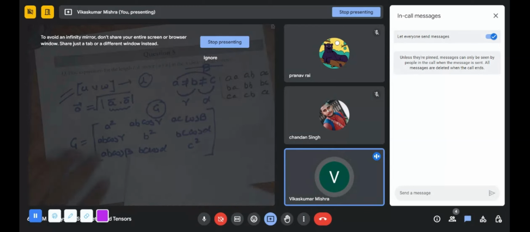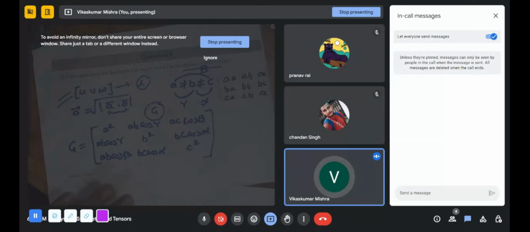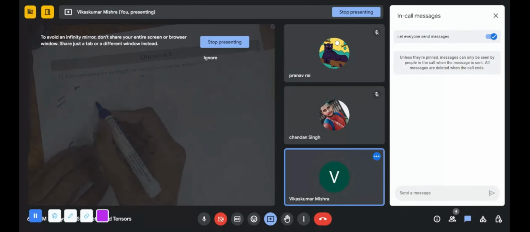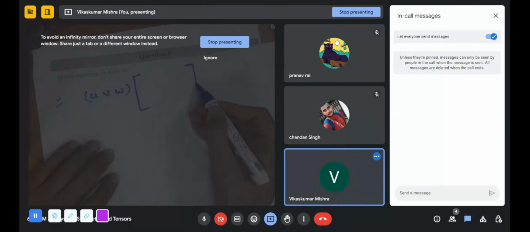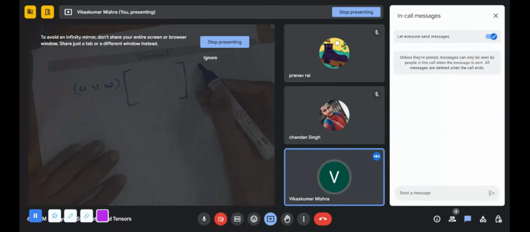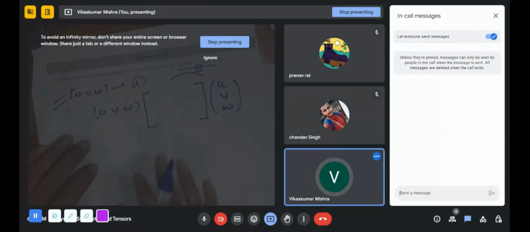So we need to find the magnitude. We need to find the dot product between A and A. And we know that A is U, V, and W, and here is the metric tensor, and then U, V, and W. Okay, we will write our metric tensor over here.